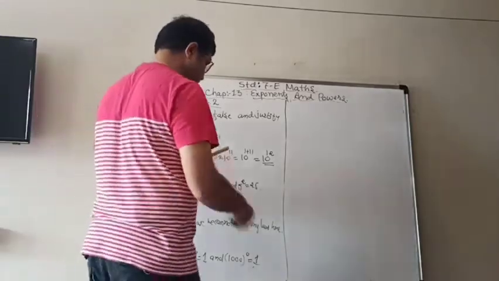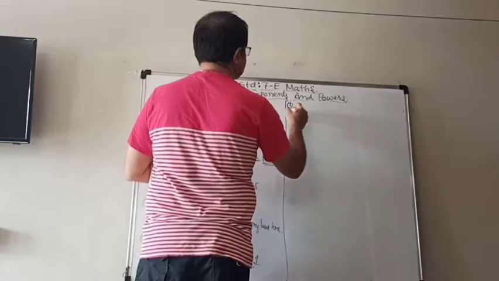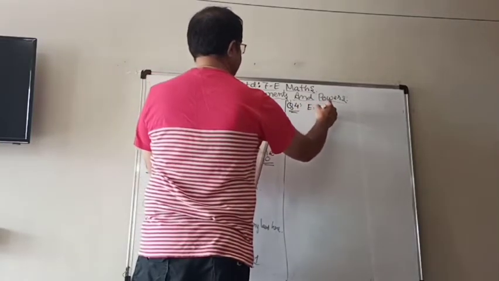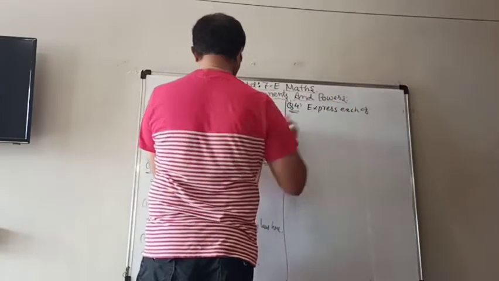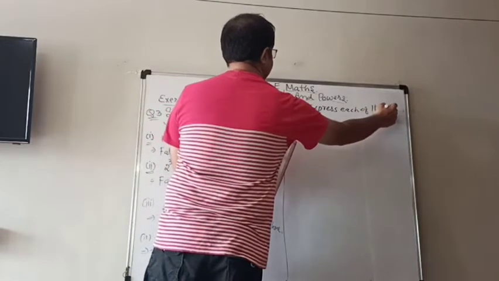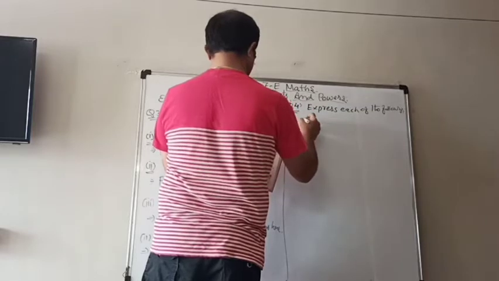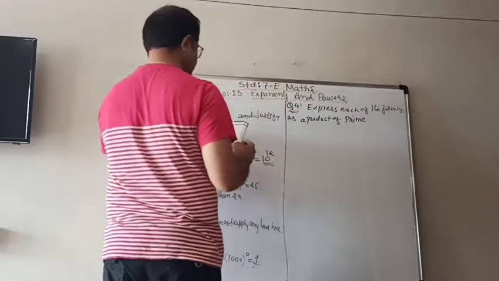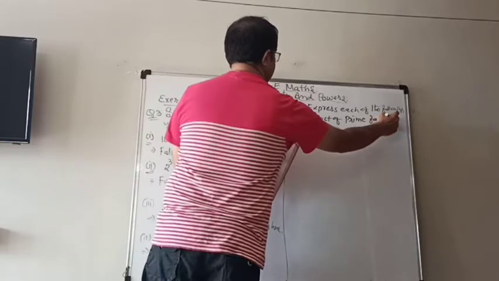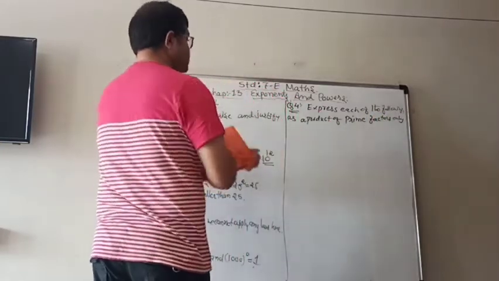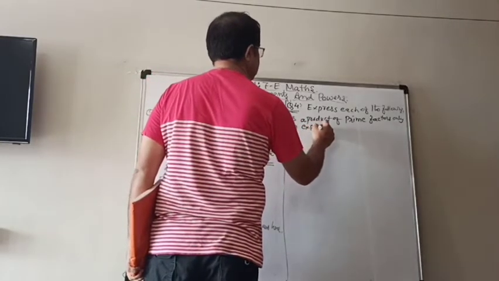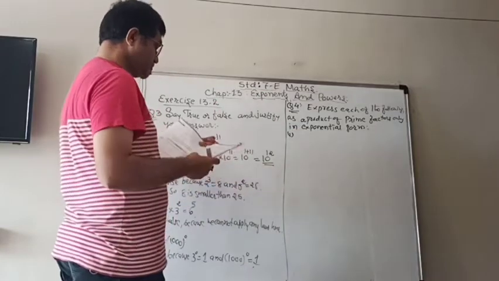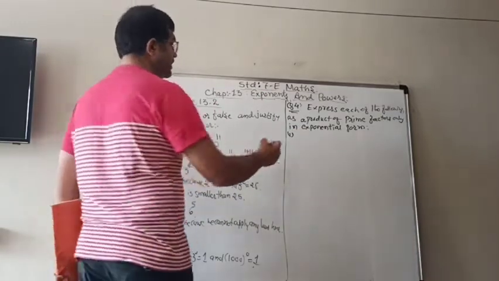Let's do question number 4. Here in question number 4, express each of the following as a product of prime factors only, in exponential form. First one is 108 multiplied by 192.